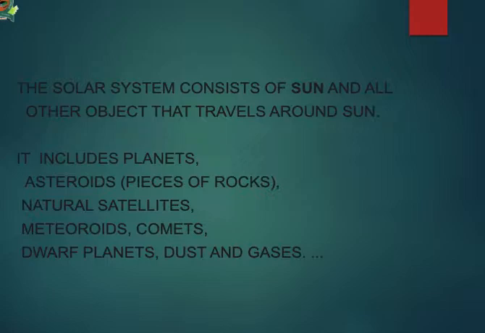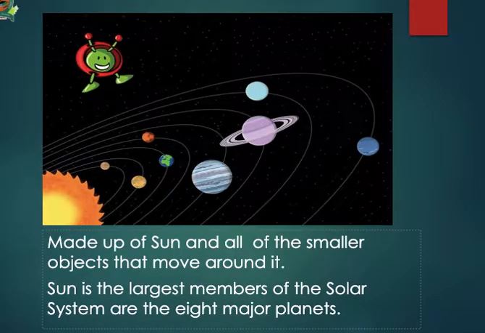The solar system consists of the Sun and all other objects that travel around the Sun. It includes planets, asteroids, natural satellites, meteoroids, comets, dwarf planets, dust, and gases. Made up of the Sun and all the other small objects that move around it, the Sun is the largest member of the solar system. There are 8 major planets.